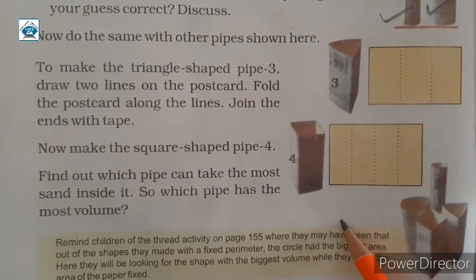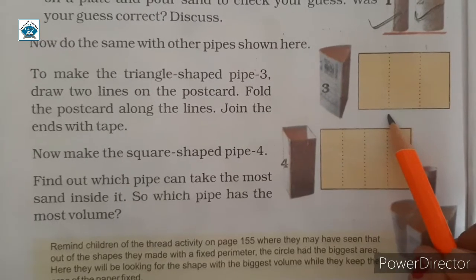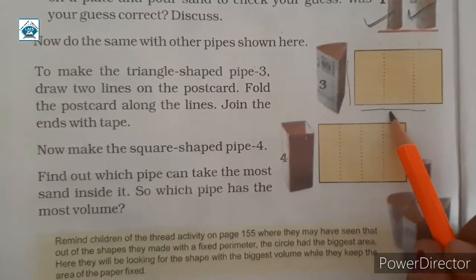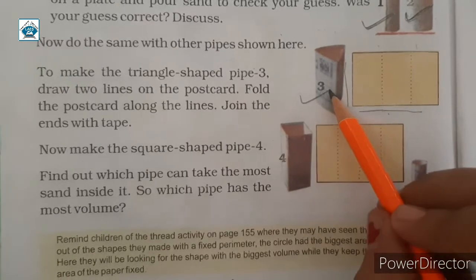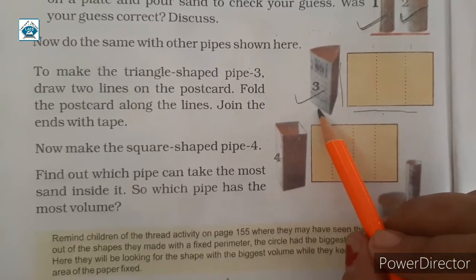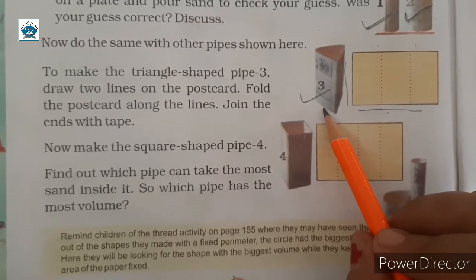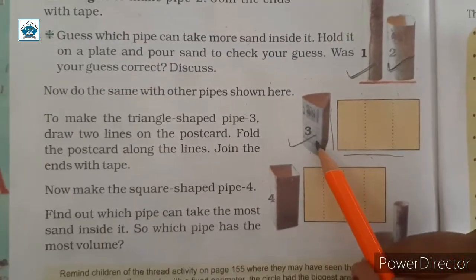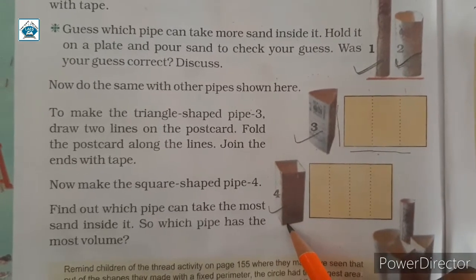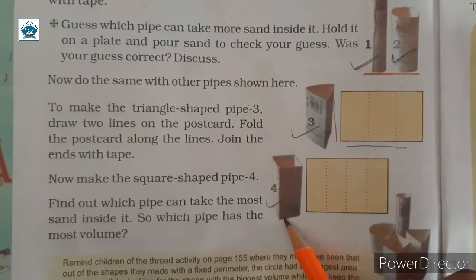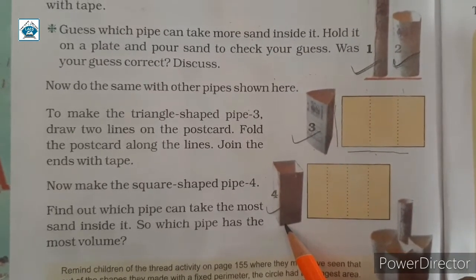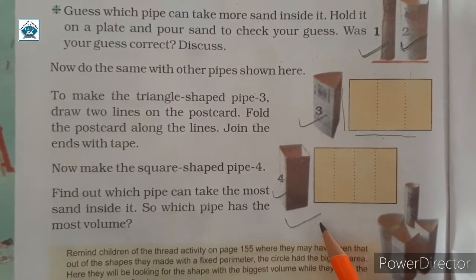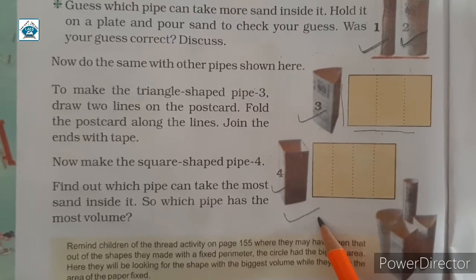Now in the same way, we take the same postcard, having the dimensions 14 centimeter by 9 centimeter, and we make a triangular pipe like this, and using the same postcard, we make another cuboidal pipe. Here we have to answer which pipe among pipe 1, 2, 3 and pipe 4 can hold more sand, or which has more volume. I found pipe number 4 had more volume compared to the others. So in this way you can also answer it.